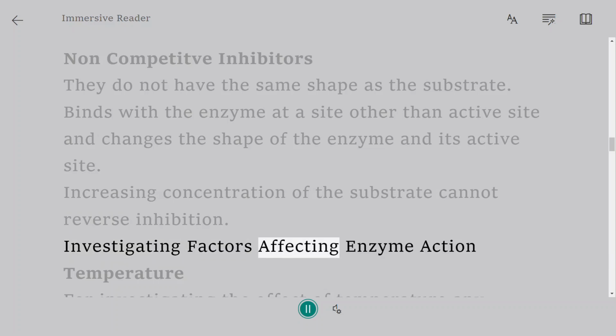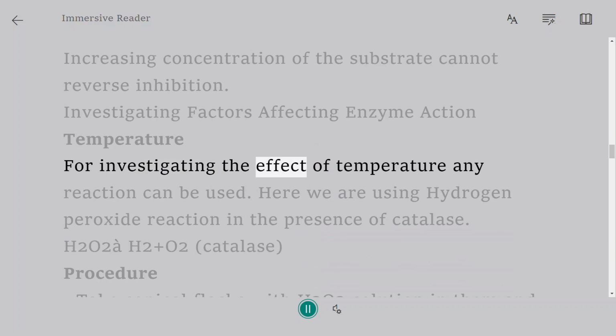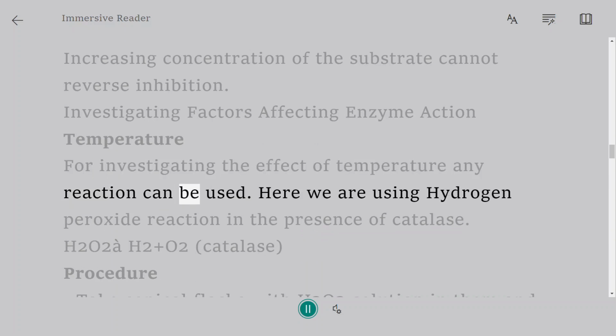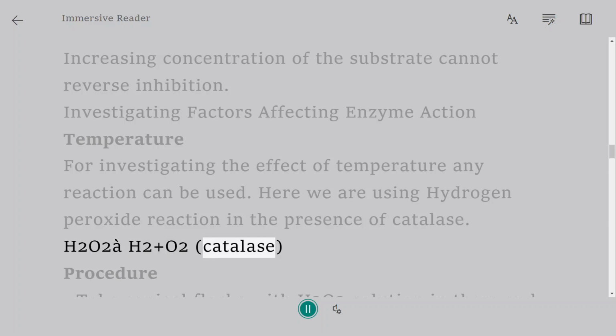Investigating factors affecting enzyme action. Temperature. For investigating the effect of temperature, any reaction can be used. Here we are using the hydrogen peroxide reaction in the presence of catalase. H2O2 to H2O plus O2, catalase.